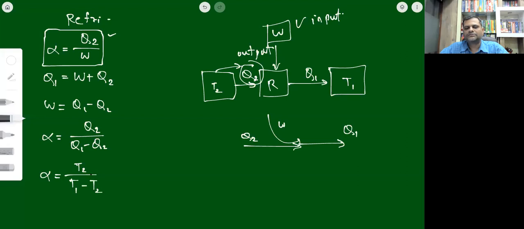So we can say that this Q2 will be replaced by T2 and Q1 minus Q2 will be replaced by T1 minus T2 as it is, which also can be written as, इसको हम ऐसा भी लिख सकते हैं. देखो, alpha can be written as, if we divide this whole thing by T2 here, then we can call it as 1 upon T1 upon T2 minus 1. Okay, so this is replaced here.